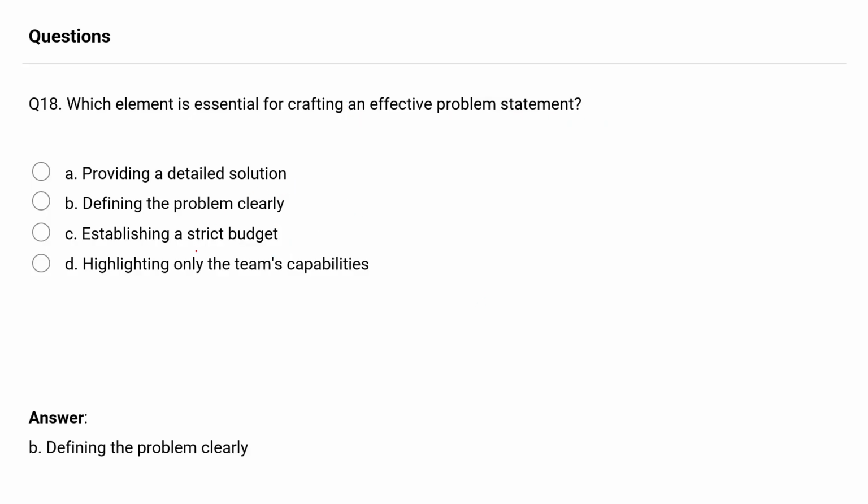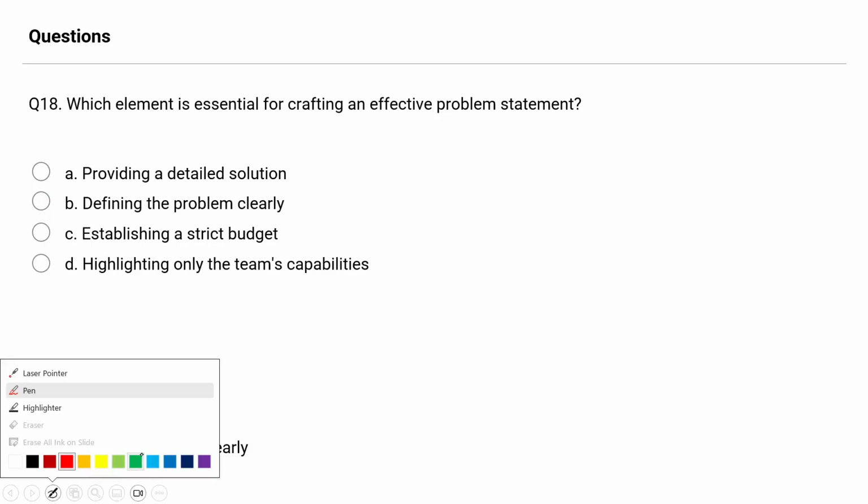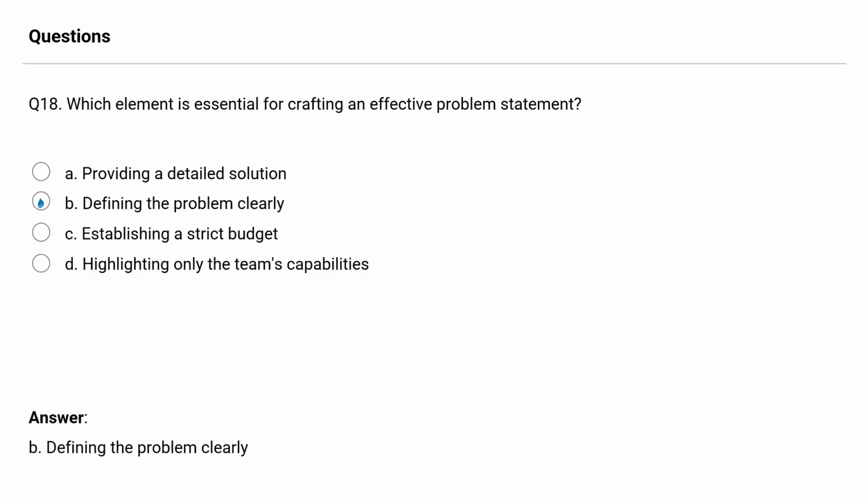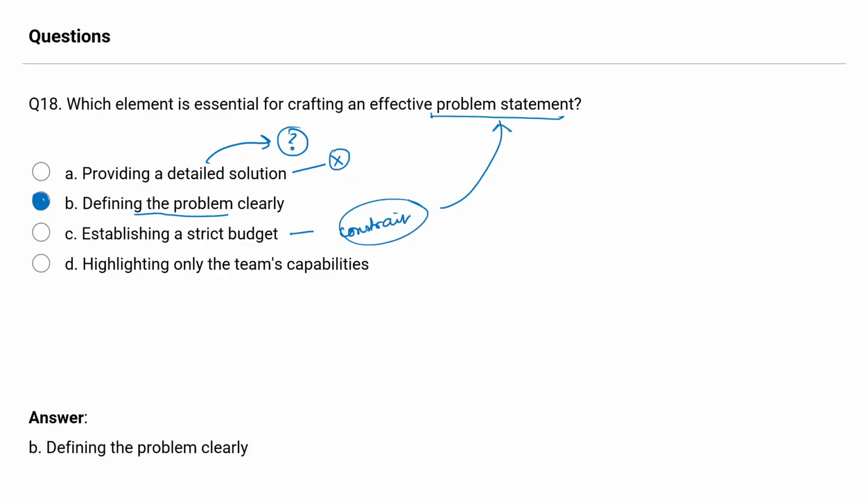The correct answer is option B, which is defining the problem clearly. Okay. So while crafting an effective problem statement, obviously you need to define the problem very clearly. If you are drafting a problem statement, why would you want to have a detailed solution? So the first one doesn't make sense. Establishing a strict budget, now that is a constraint. That is not an essential component in crafting a problem statement.